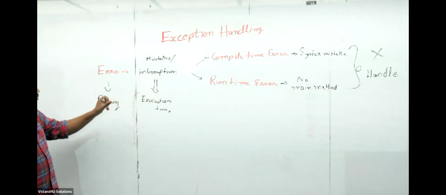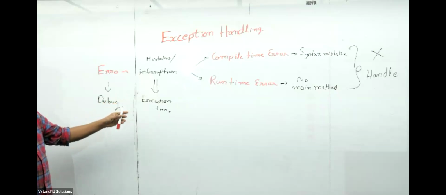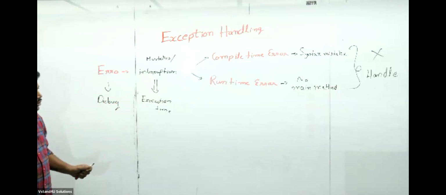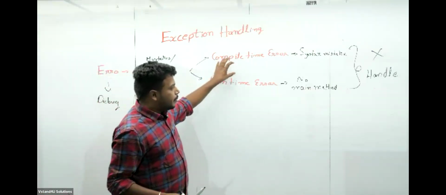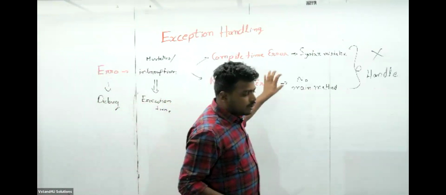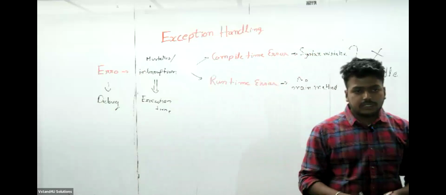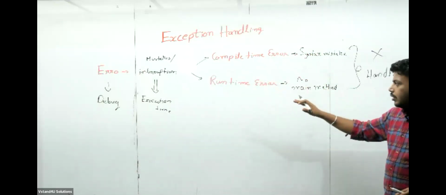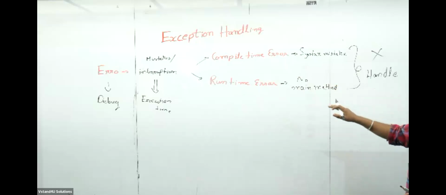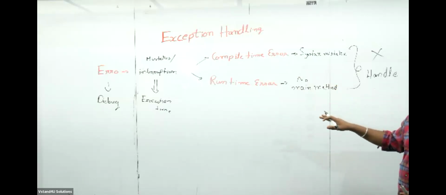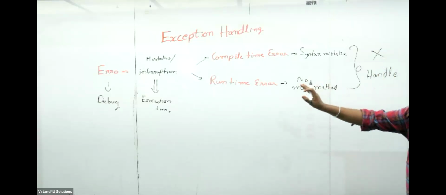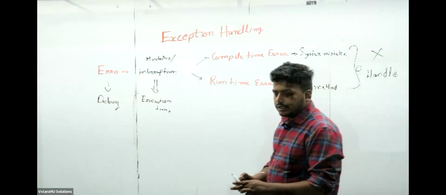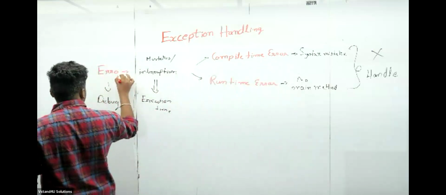What is error? Error is a mistake or interruption happening in the execution time. In error, we have two types: compile time error and runtime error. Compile time error is nothing but syntax mistake. Runtime error is when there is no main method and you run the program. Errors we cannot handle, we have to debug them. Okay, write this hierarchy.